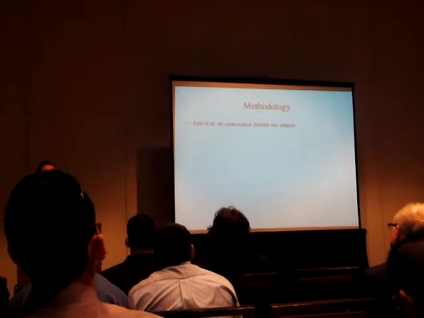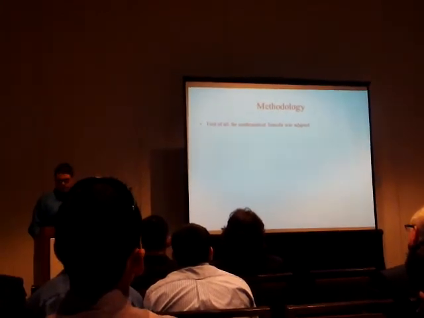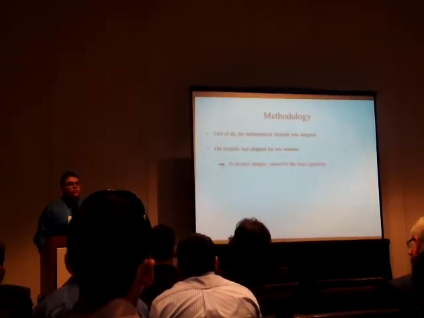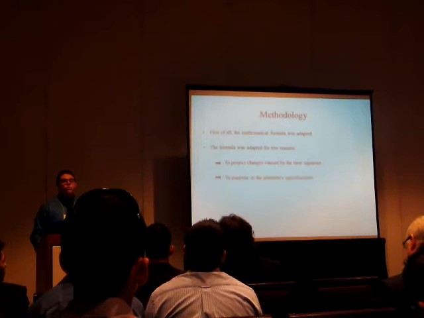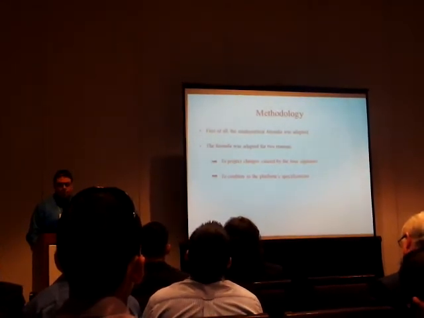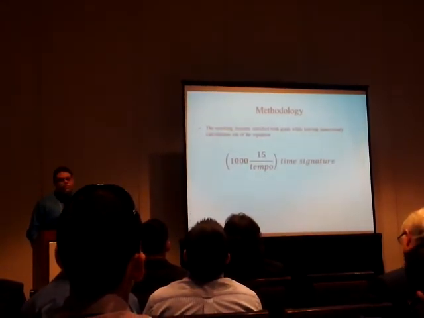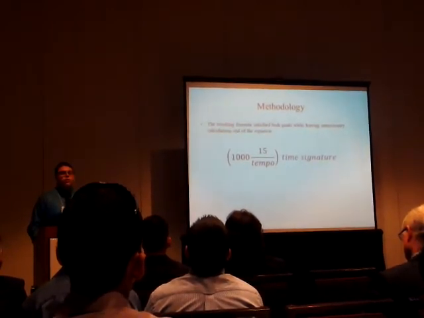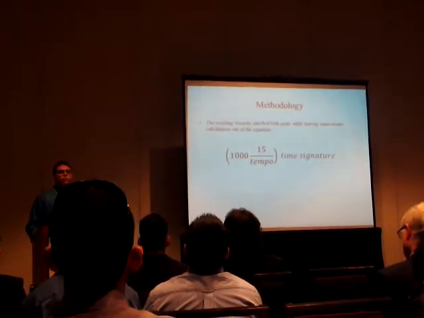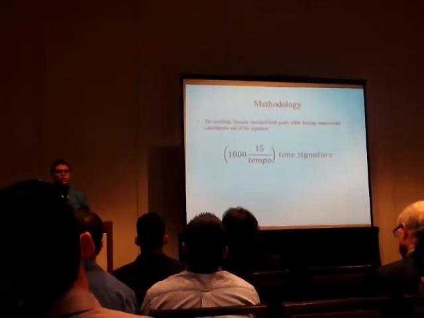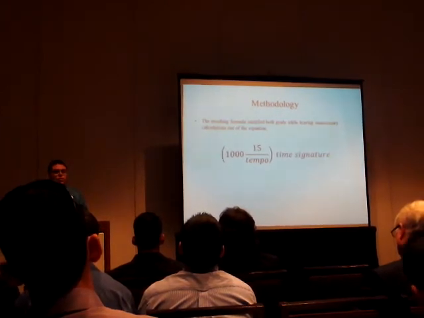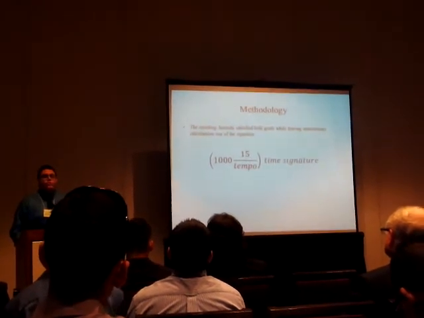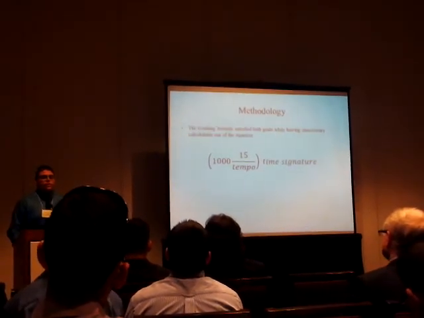The methodology: first of all, the mathematical formula was adapted. It was adapted for two main reasons: to project changes caused by a time signature and to conform to the specifications of the platform. This is the resulting formula, satisfying both goals. The 1000 was selected as a coefficient because the platform requires milliseconds, and since the formula gives out seconds, it needed to be changed to milliseconds. The 60 was replaced by the 15 to avoid using decimals in the time signature.